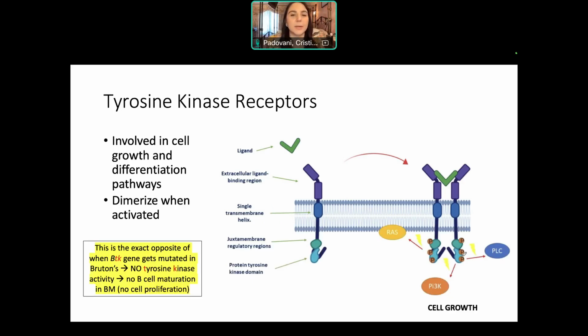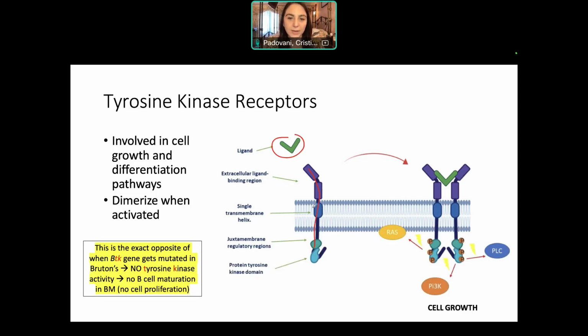So tyrosine kinase receptors. Okay. I'm glad I have this on here. So this is the cell bio slide of this. What tyrosine kinase receptors do in general is they're found throughout the entire body and they're involved with cell growth and differentiation pathways. When they get activated, so here's one tyrosine kinase molecule, right? So it's going to span the membrane. Here's a ligand, so it's going to bind to it.